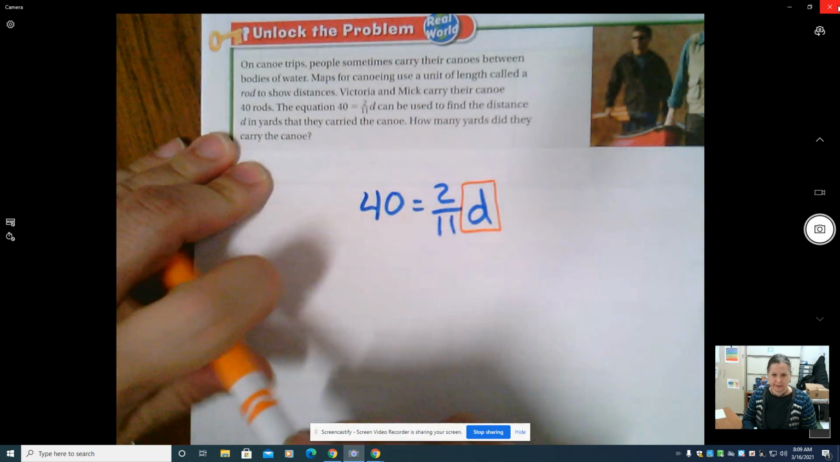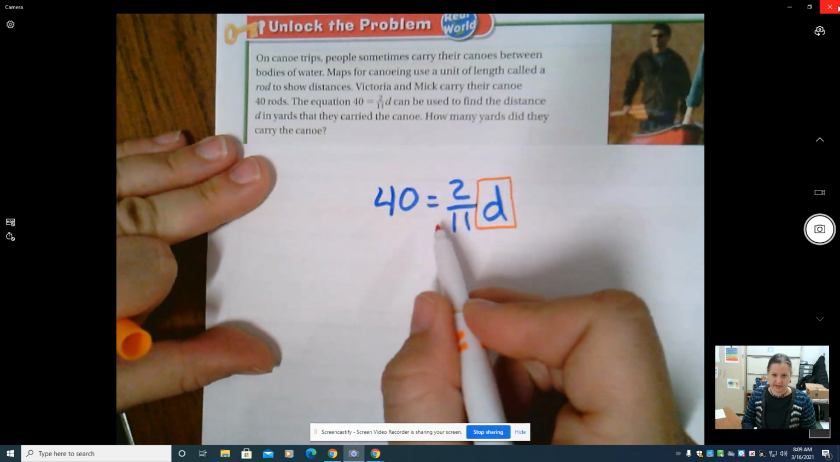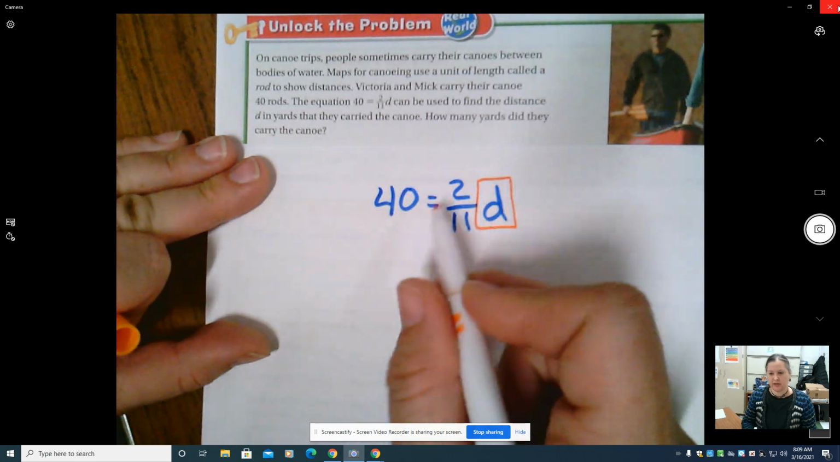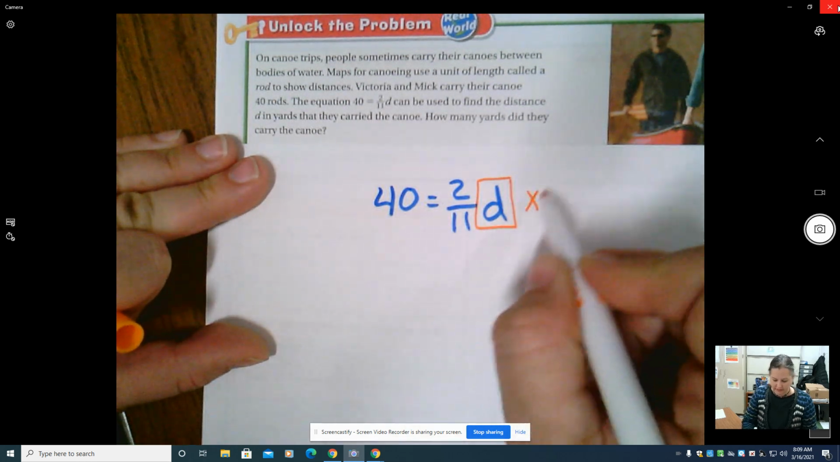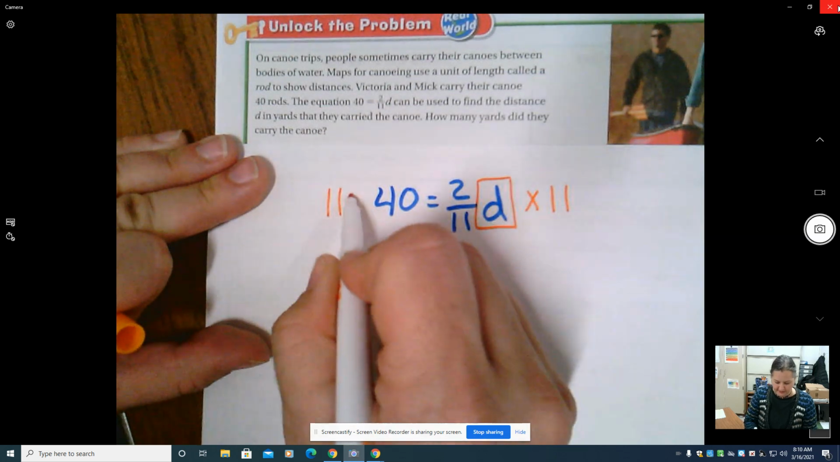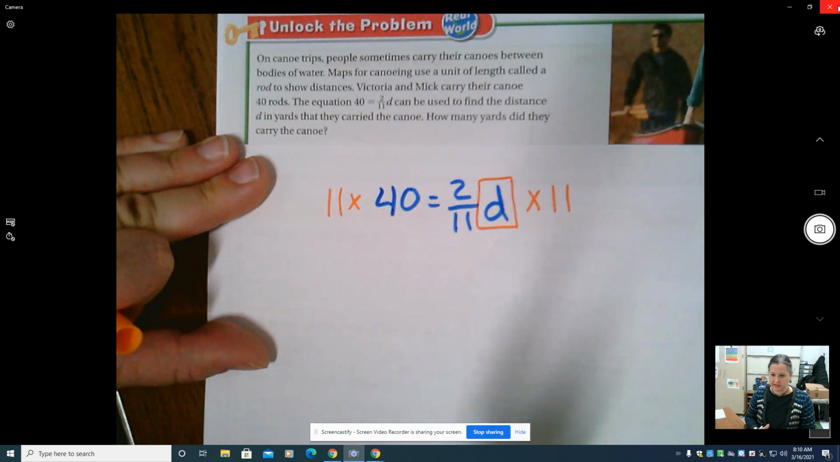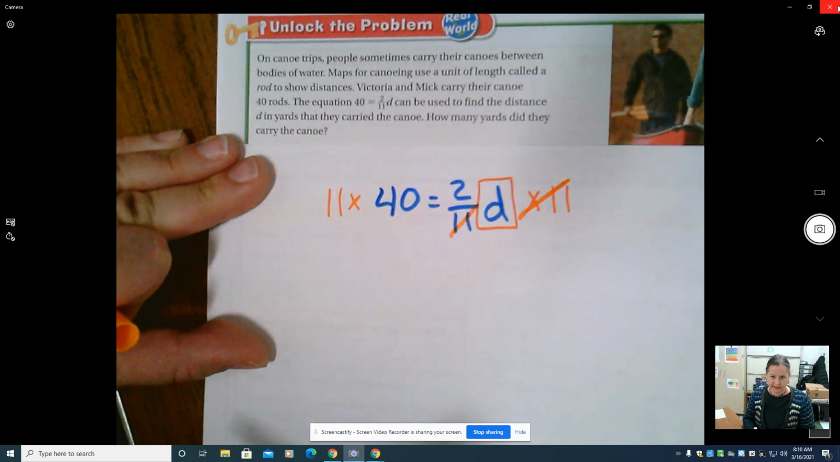So in order to do that, we want to get rid of our denominator here in this fraction, which is 11. So here, this is like dividing by 11. So the opposite or inverse operation of dividing by 11 is to multiply both sides by 11. Remember, whatever you do to one side, you also have to do the other to keep everything equal. So that would cancel out this part of that equation.